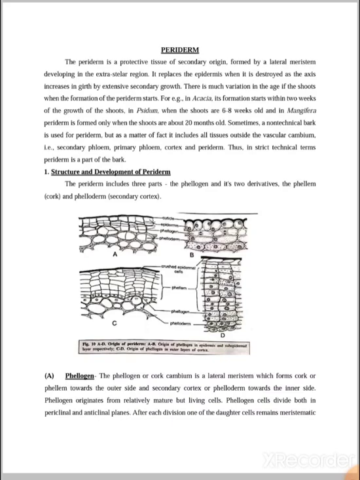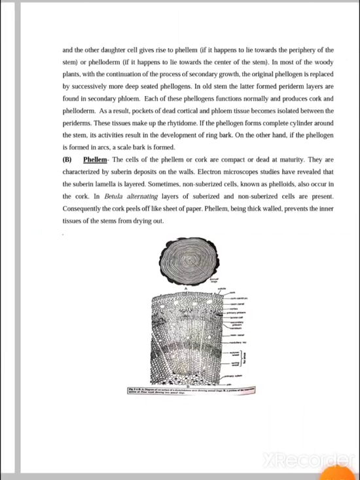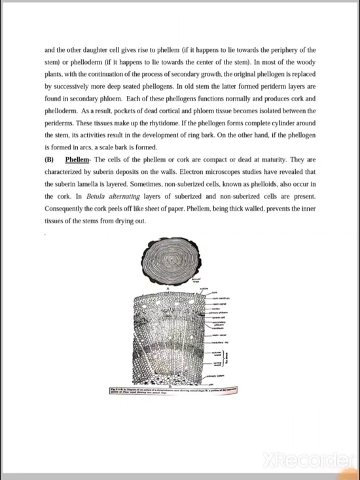Phellogen originates from relatively mature but living cells. Phellogen cells divide both in periclinal and anticlinal lines. After each division, one of the daughter cells remains meristematic and the other daughter cell gives rise to phellem if it happens to lie towards the periphery of the stem, or phelloderm if it happens to lie towards the center of the stem.